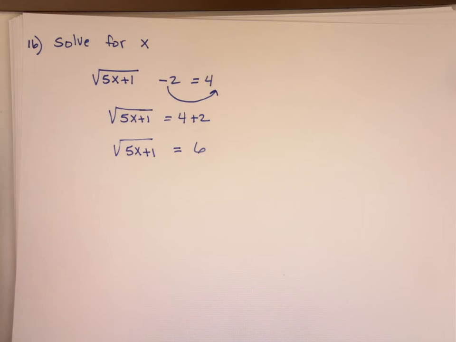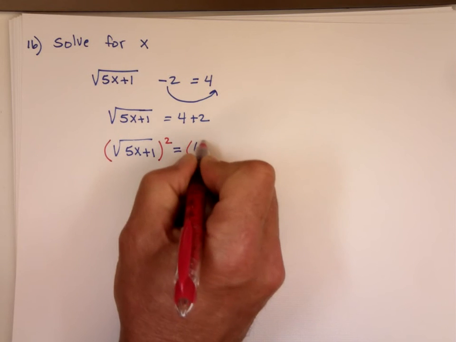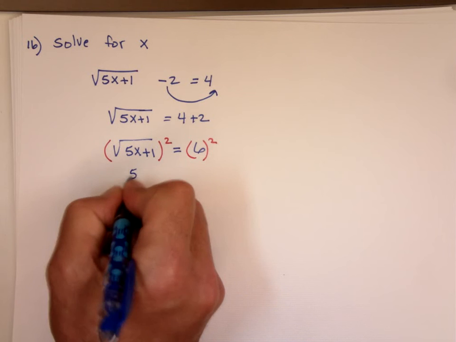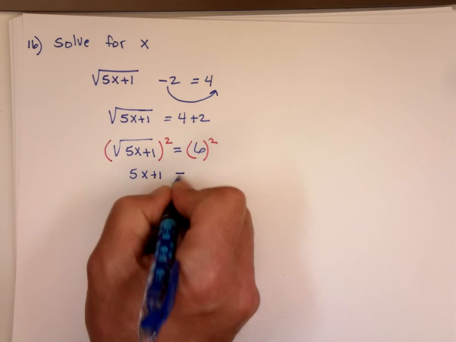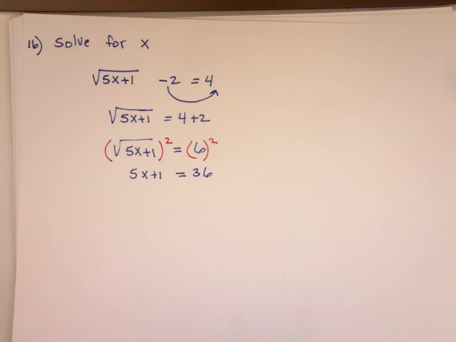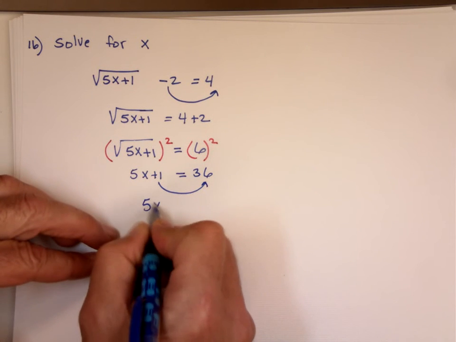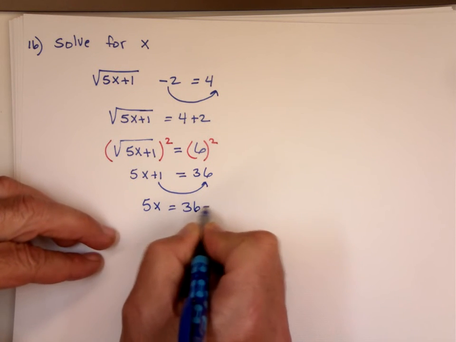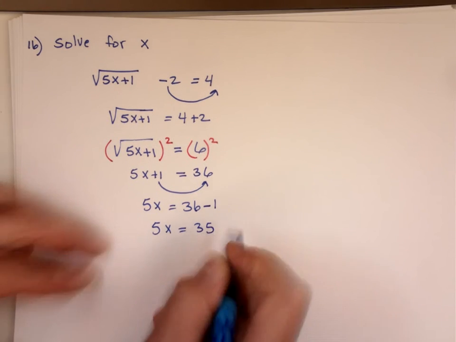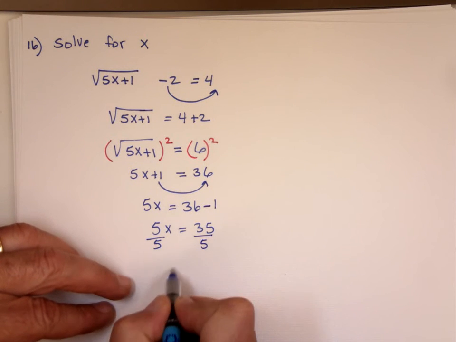Step number 2, square both sides now to get rid of the square root. When you do that, this becomes 5x plus 1, 6 squared, which is what? 36. Take this plus 1 to that side. 5x equals what? 36 minus the 1. And to solve for x, you're going to divide both sides by 5. X equals 7.